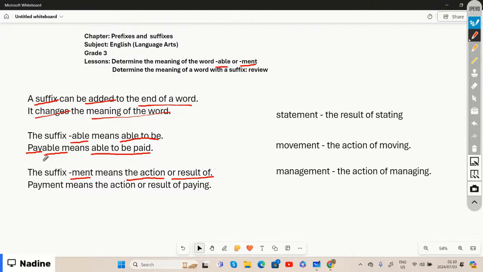So, for example, we said pay, so payable. Here we also have another word before I go back to payable. We have payment. So there's ment. Payment means the action or the result of paying.